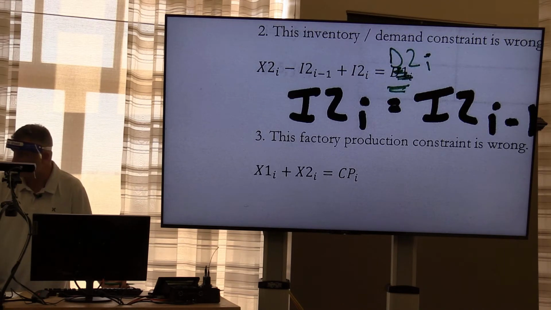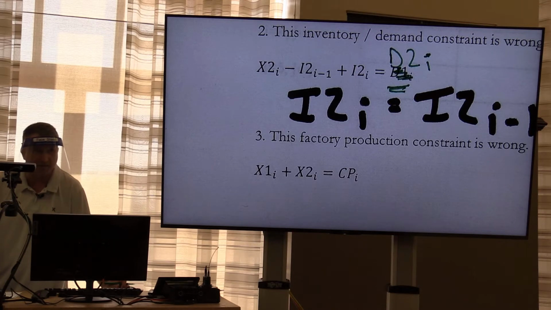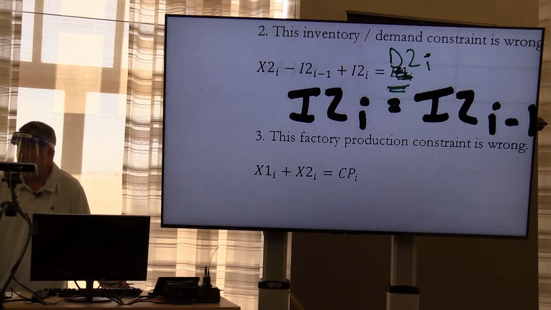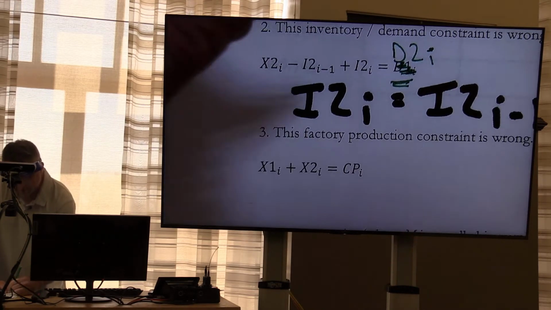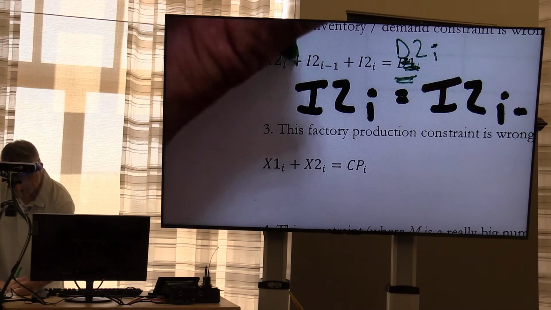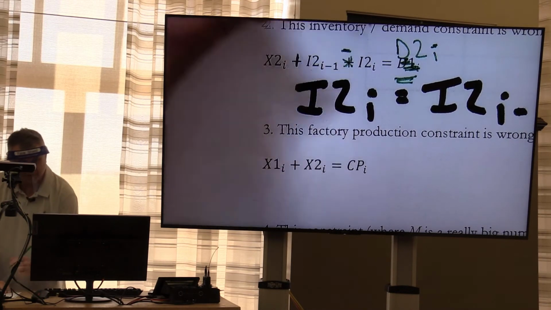To see it, you just solve for D2I alone on one side of the equation. June Kwan, do you know? Yeah, should be a plus here and a minus right there.